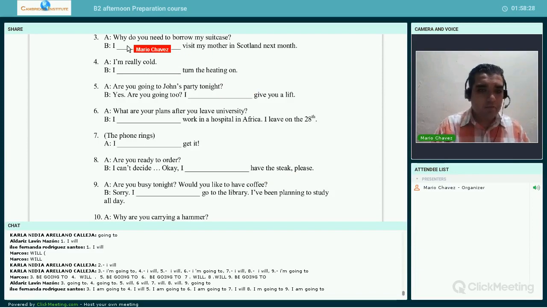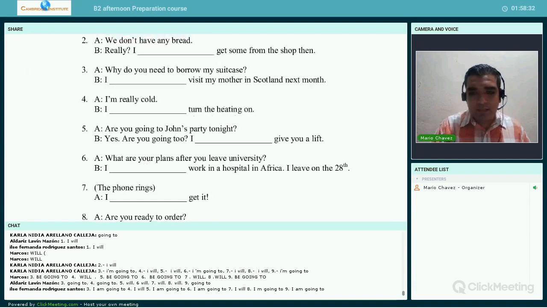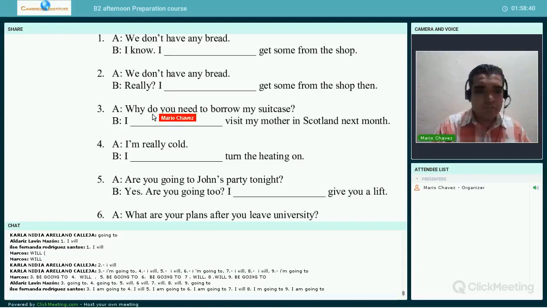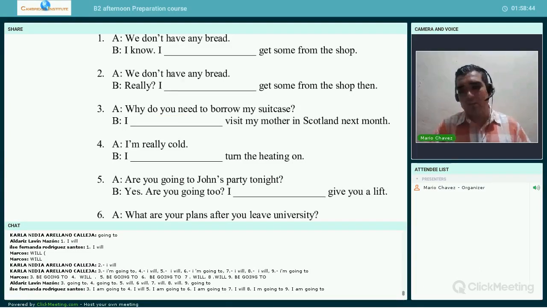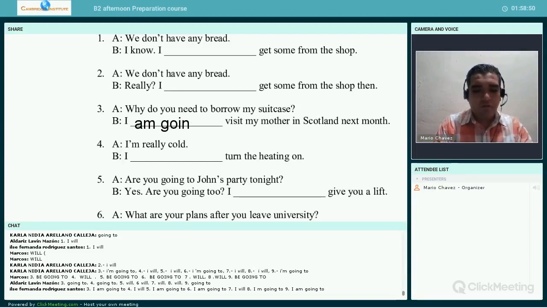So let's see. In number three, why do you need to borrow my suitcase? And it says, visit my mother in Scotland this month. So since he's going to visit his mother in Scotland, well, it's something he planned already, right? So this is I am going to.